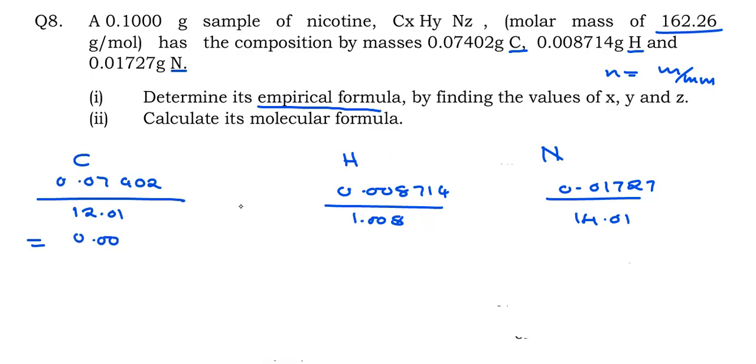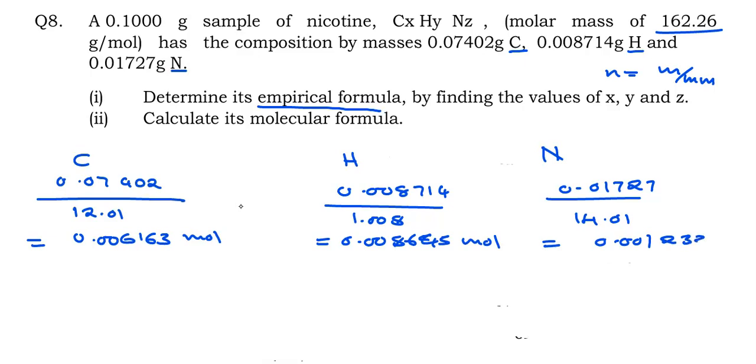Once you divide, write the whole numbers as the calculator is giving them, without leaving out any digit. For carbon we get the first value, but for hydrogen it is giving us 0.0086465. These are the number of moles. Once we divide for nitrogen, we get 0.001233 moles.